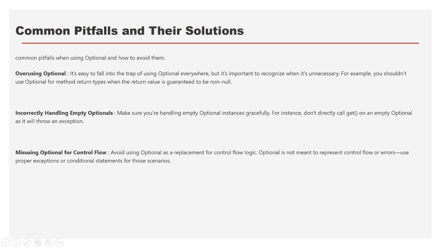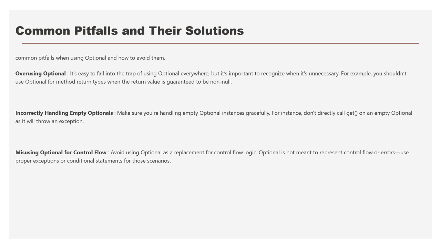Next is incorrectly handling Optional. Make sure you are handling your empty Optional instances very gracefully. For example, don't directly call the get method on an empty Optional object, or it will throw an exception. Now, misusing Optional for control flow: you should always avoid using Optional as a replacement for complex control flow logic. Optional is definitely not meant for that. So make sure you use it in a proper way.